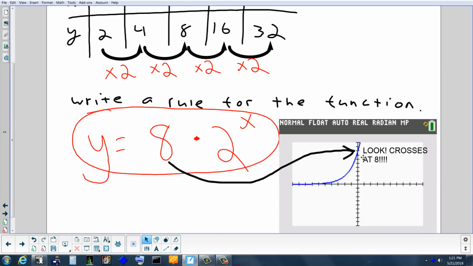And we said A is the y value when x equals 0. It's kind of like the y-intercept. Look where it crosses. It crosses at 8. That's what the y value was when x was 0. Like when we did y equals mx plus b, b was the y-intercept. In this case, A is kind of where it crosses on the graph. Yes? All right, let's take a look at another one.